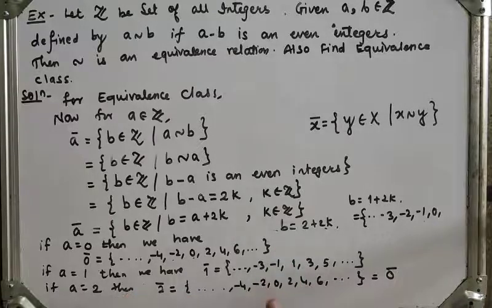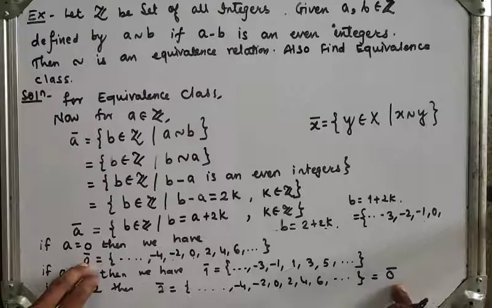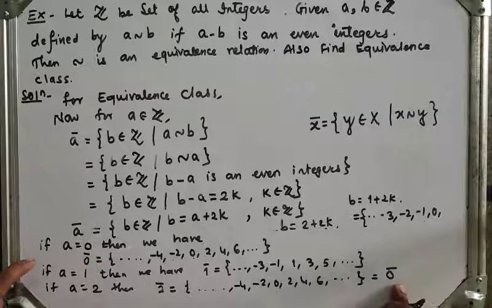So what are the different classes there? Here a is equal to 0 and a is equal to 1 are the only two different classes, because these two sets are the only different ones. And if I put a is equal to 2, then I get again the even integers, which is the 0 bar we have seen in this example, right? So the total number of different equivalence classes is only two. So here a is equal to 0 and a is equal to 1.